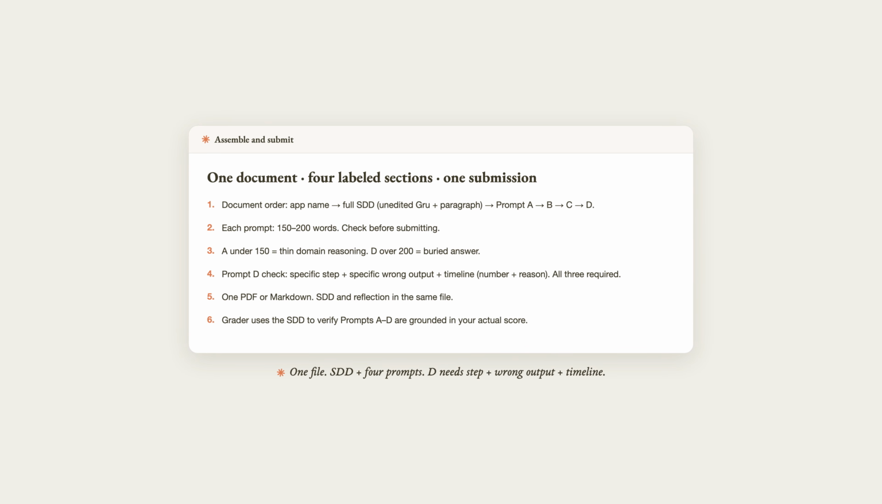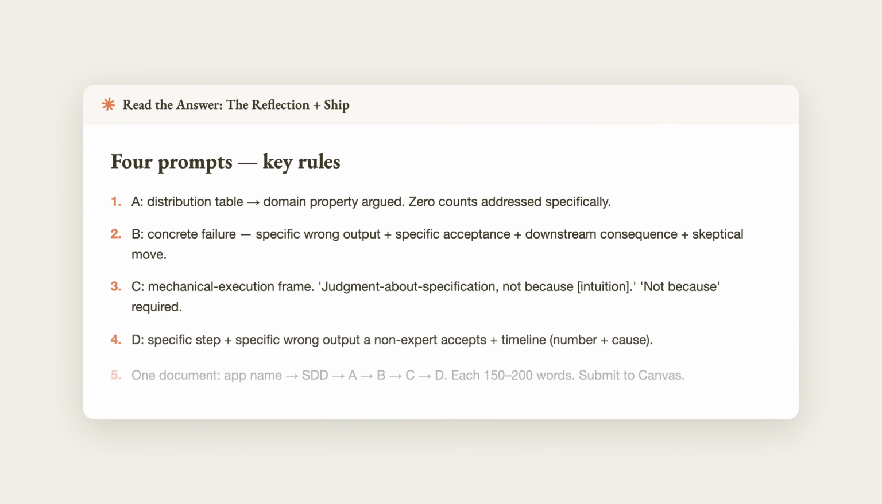The submission is one PDF or one markdown file. Do not submit the SDD and the reflection as separate documents. The grader uses the SDD to check whether prompts A through D are grounded in the actual score, so they need to be in the same document. Submit to Canvas. Verdict: read the answer, the reflection, and ship.